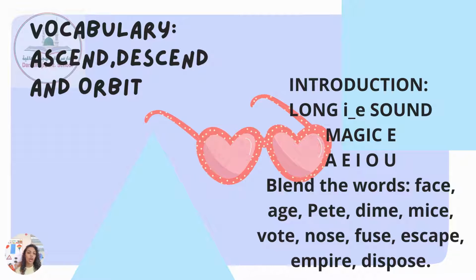Let's look at fuse, all right? We have F-U-S-E. Now, if there was no E, it would go to fuss. But because of that magic E, it changes to fuse. The U becomes a long U instead of a short U sound.